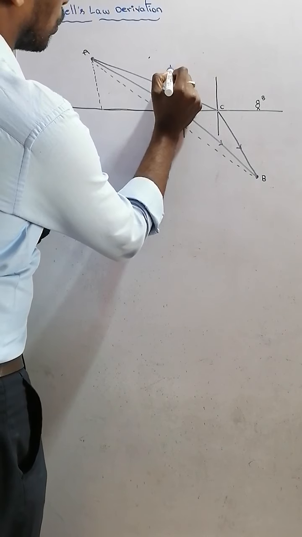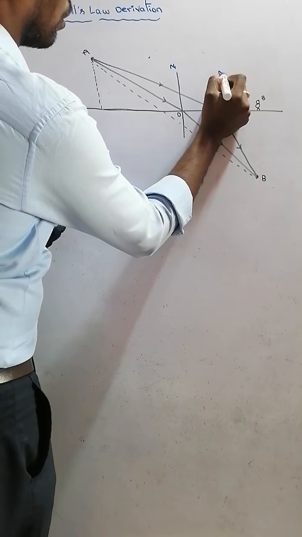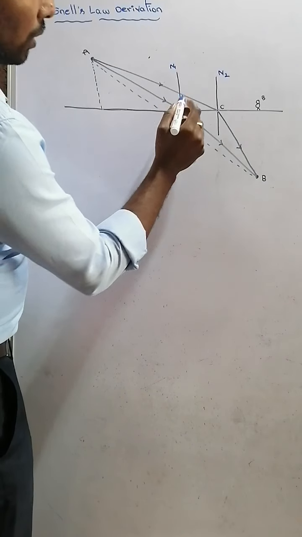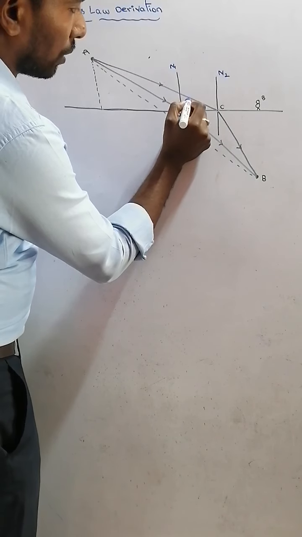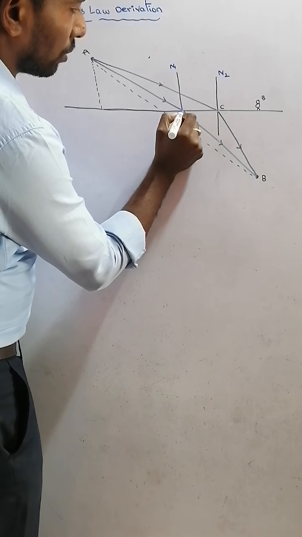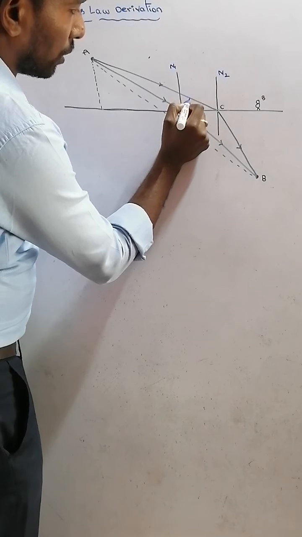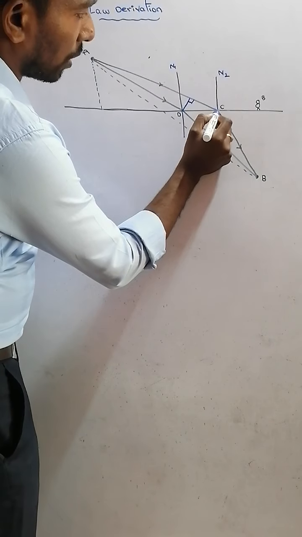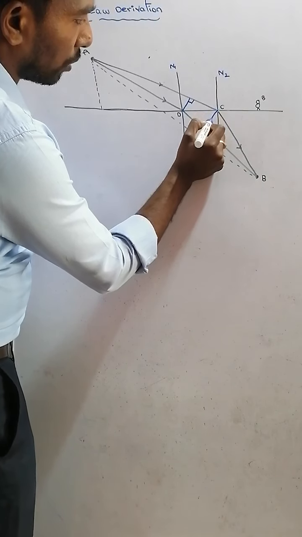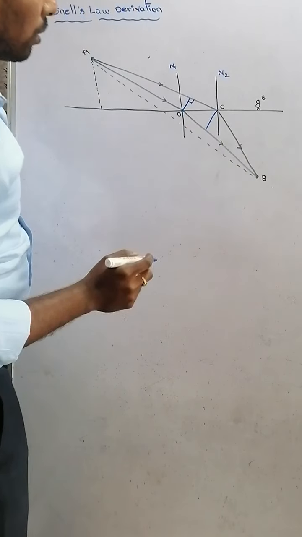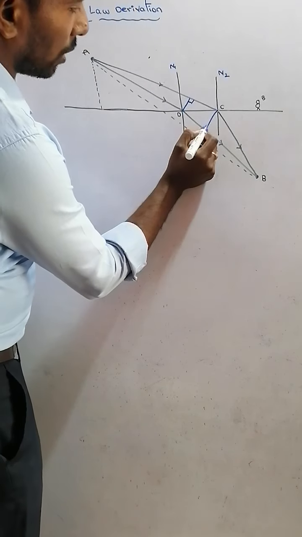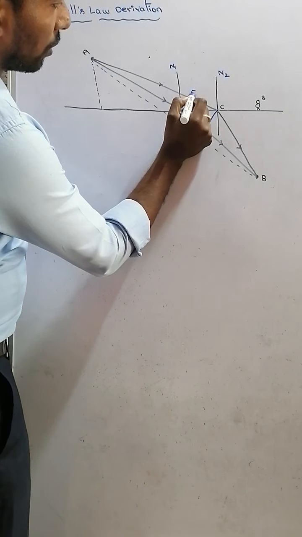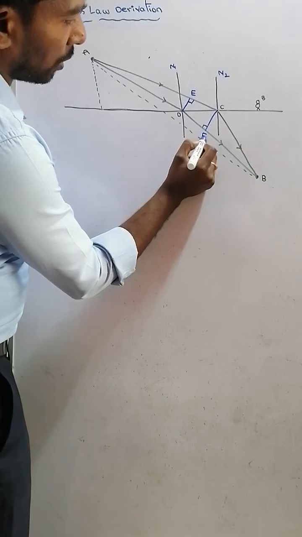Let's consider that these two are the normals, n1 and n2. Now draw a normal to the AC line from the point D. This is going to be the normal, and draw one more normal from the point C towards the DB line, and this becomes another normal. Consider the points as this one is E and this one is F.